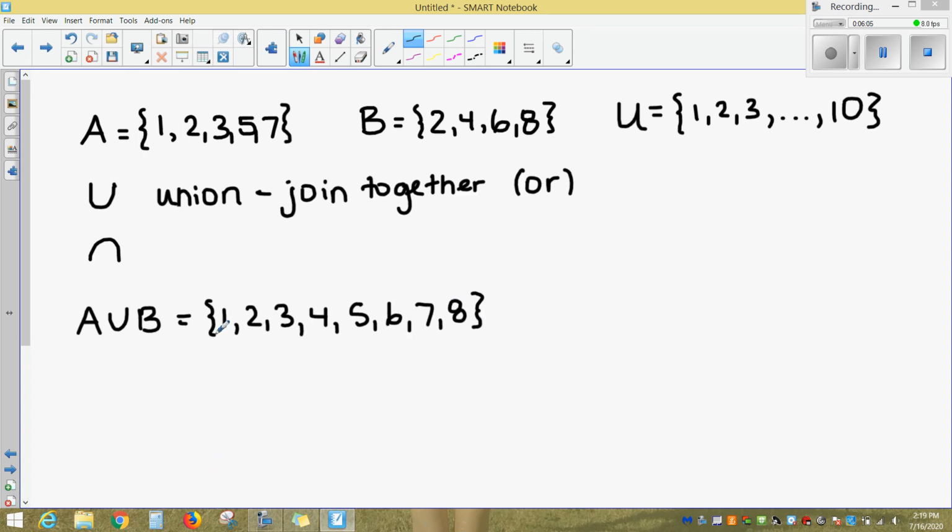Now you can write the numbers down in any order. You can write 1, 2, 3, 5, 7, 4, 6, 8 if you'd like. My OCD makes me want to put them in order, but as long as you have everything written down one time, then that's correct. Notice that 2 is the only number that they have in common, but I didn't write the number 2 twice. I don't say 1, 2, 2, 3, 4, 5, 6, 7, 8. Okay, if there's something shared, something in common, we only write it down one time. If I flip the symbol upside down, that's our intersection.